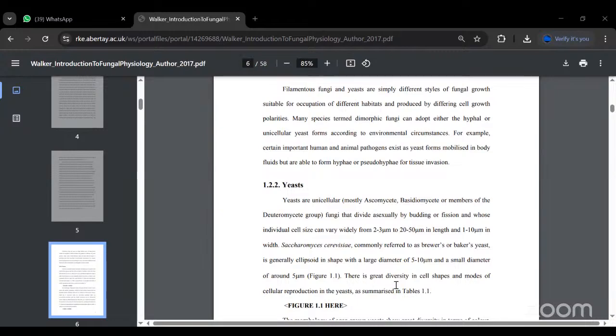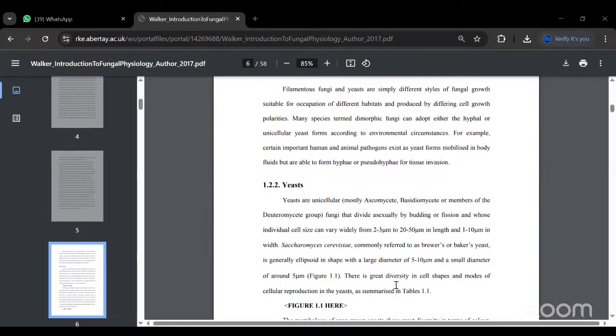And what is the yeast? Yeasts are unicellular, mostly Ascomycotina and Basidiomycotina, members of the Deuteromycotina groups. Fungi that divide asexually by budding or fission, and whose individual cells can vary very widely, from 2 to 3 micrometers to 20 to 50 micrometers in length, and 1 to 10 micrometers in width.